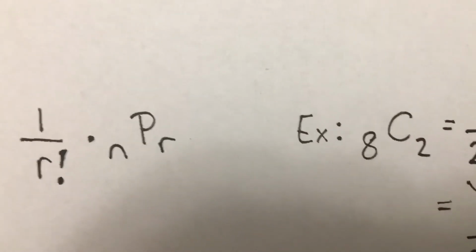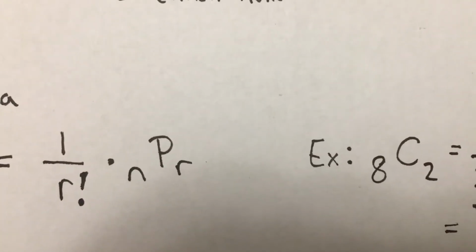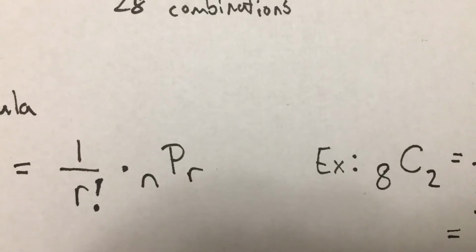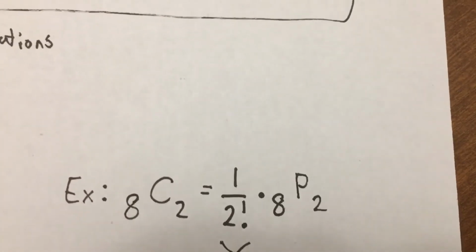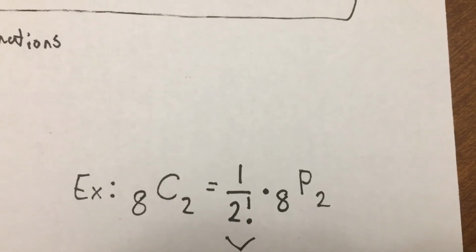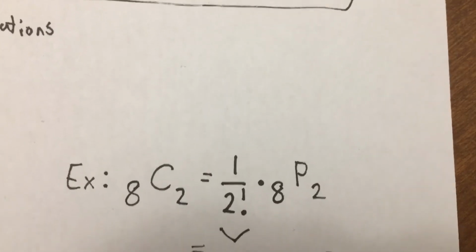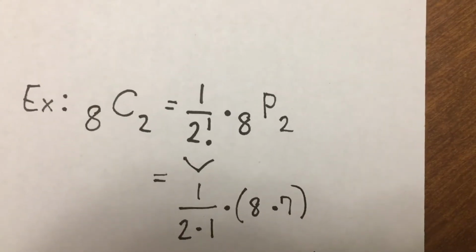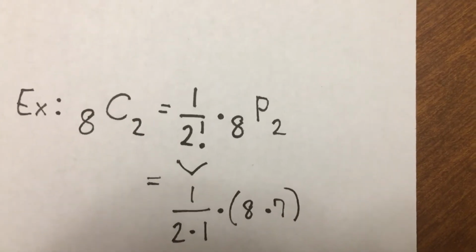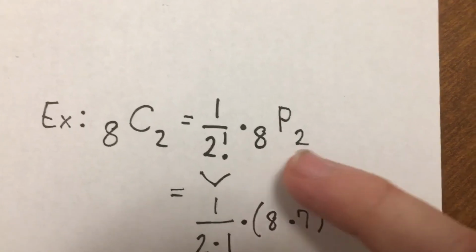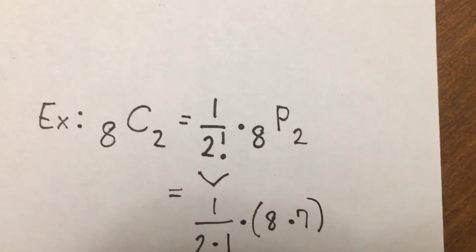We'll use the same values as in the last example, where we had 8 players and 2 positions that they need to fill. So we're going to look at the combination of 8 and 2, so 8C2 equals, and here's how our work would be set up: 1 over 2 factorial times 8P2. Now if we were to show our work for this problem, 1 over 2 factorial is the same as 1 over 2 times 1. And then 8P2 is the same thing as 8 times 7, because remember, we're dealing with the first number 8 right here, and then just the first 2 arrangements, so 8 times 7.